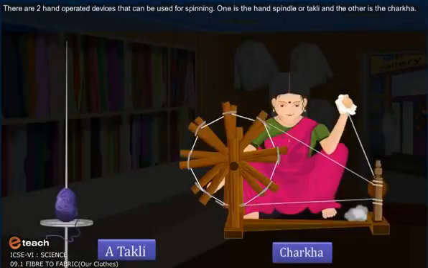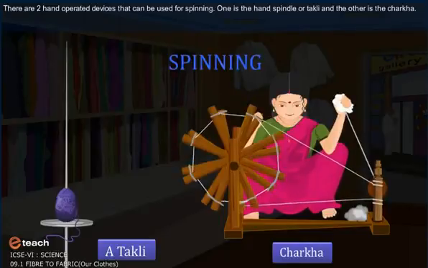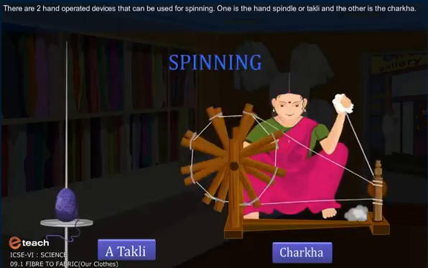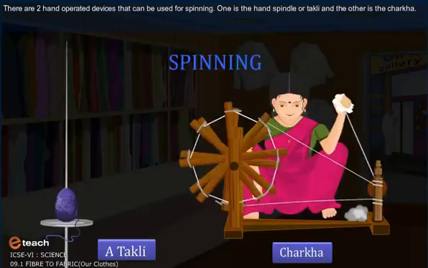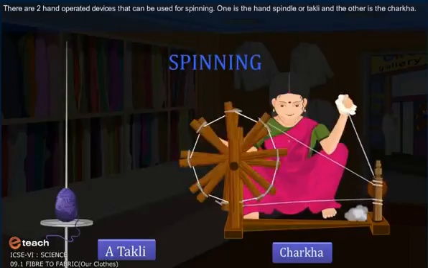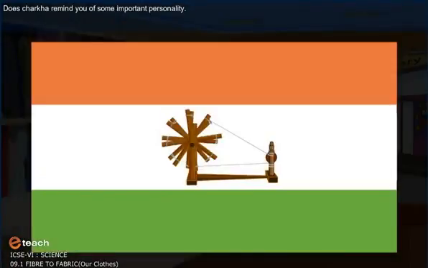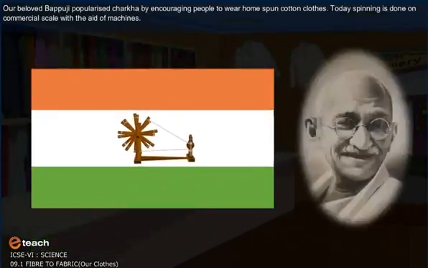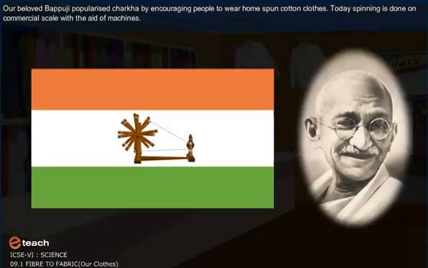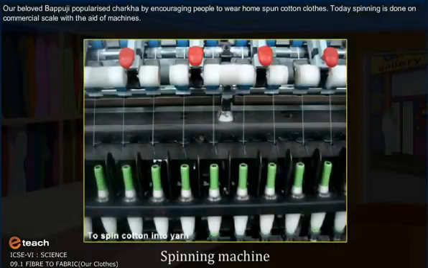There are two hand-operated devices that can be used for spinning. One is the hand spindle or takli, and the other is the charkha. Does charkha remind you of some important personality? Our beloved Bapuji popularized charkha by encouraging people to wear homespun cotton clothes. Today, spinning is done on commercial scale with the aid of machines.